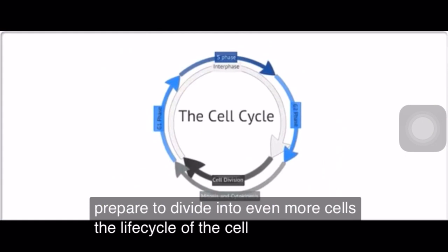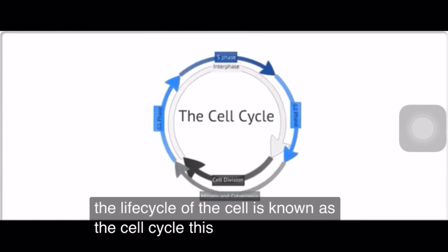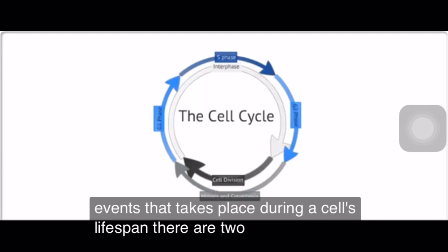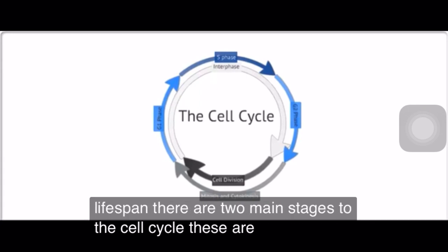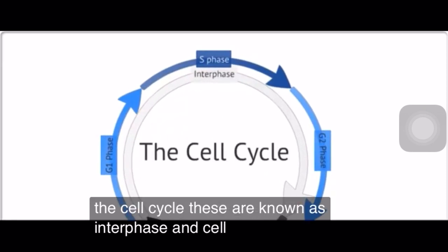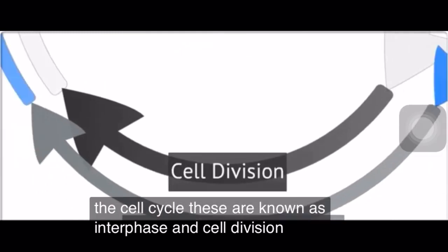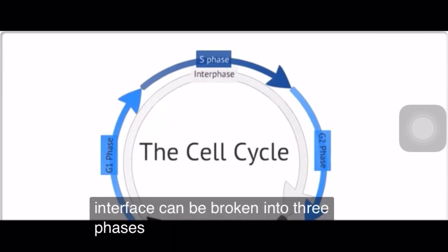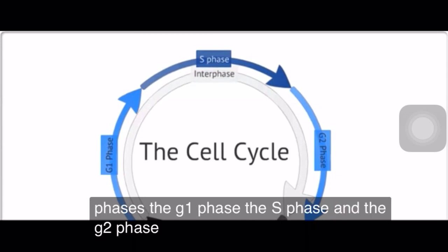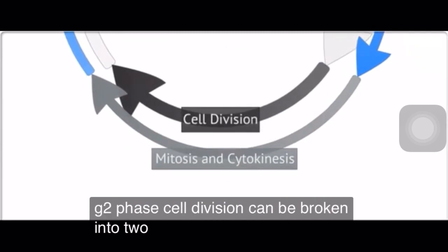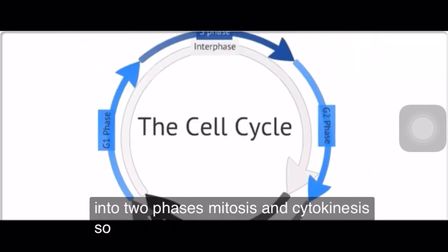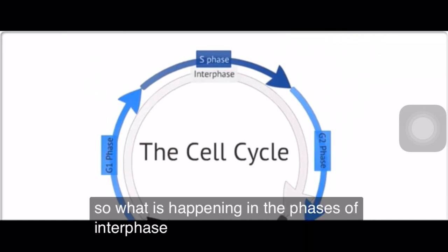The life cycle of the cell is known as the cell cycle. This is the series of events that takes place during a cell's lifespan. There are two main stages to the cell cycle. These are known as interphase and cell division. Interphase can be broken into three phases: the G1 phase, the S phase, and the G2 phase. Cell division can be broken into two phases: mitosis and cytokinesis. So what is happening in the phases of interphase?